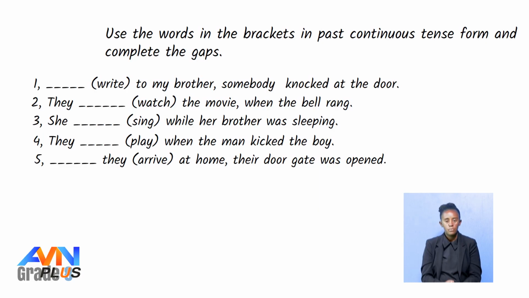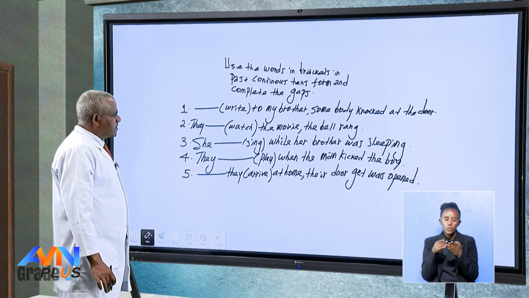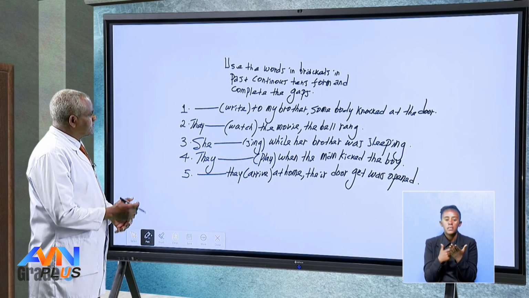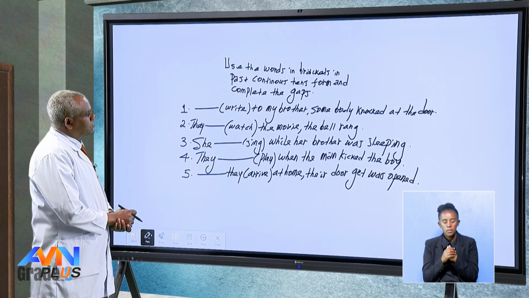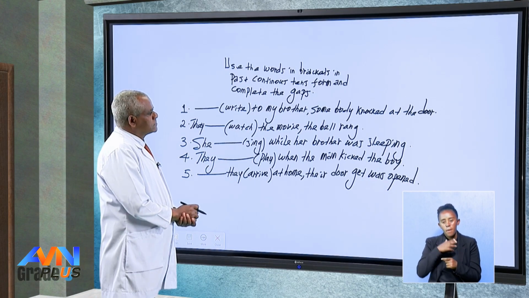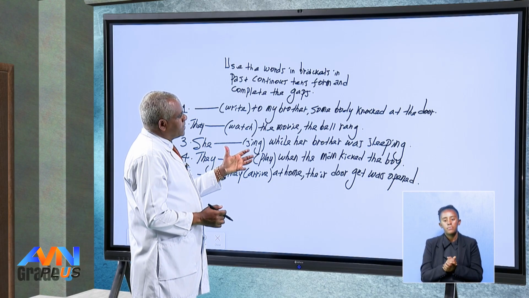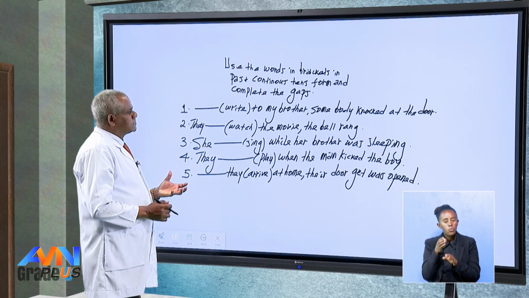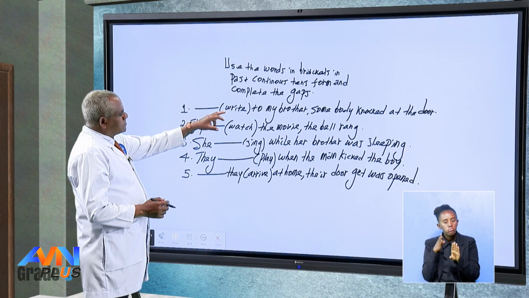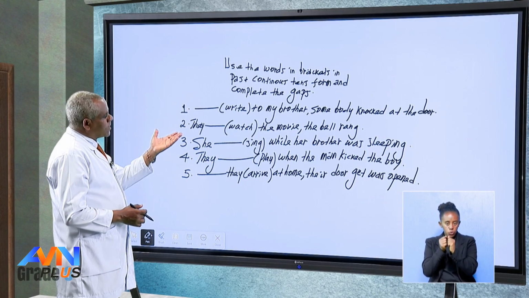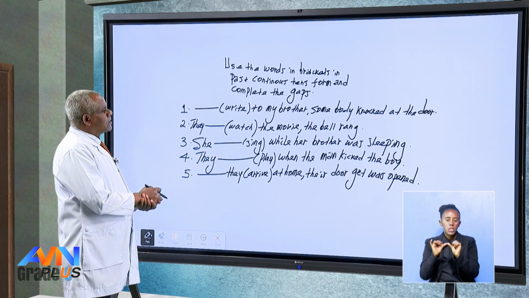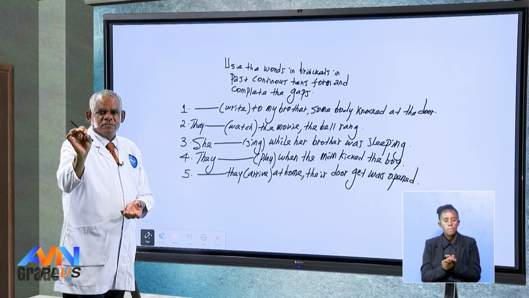All right. Good. Let's go and complete these 5 sentences. Number 1: blank write to my brothers. Somebody knocked at the door. So the verb is already written here, and you are going to change it into the past continuous tense form. Okay, what will be the form? Let me give you some 3 minutes.